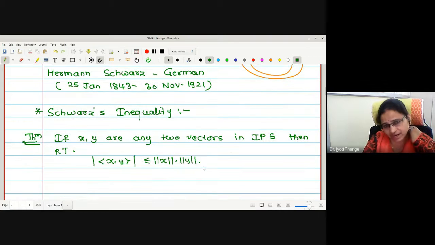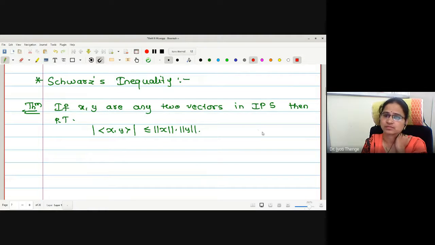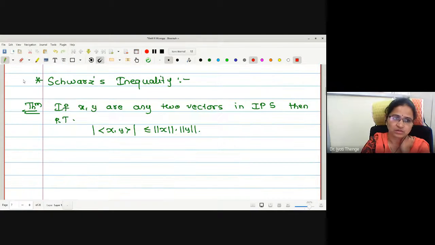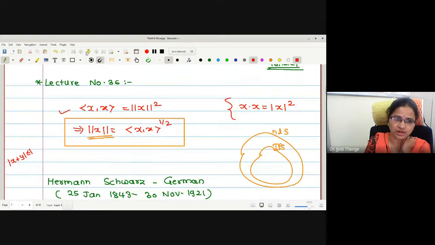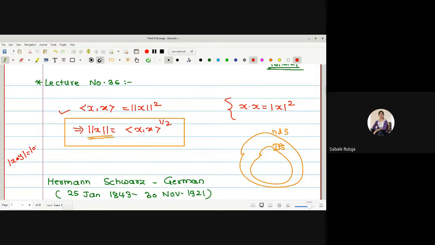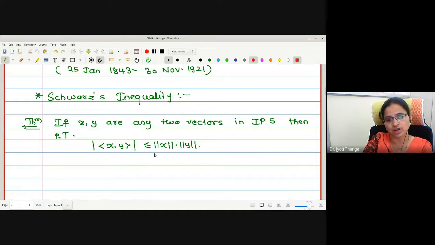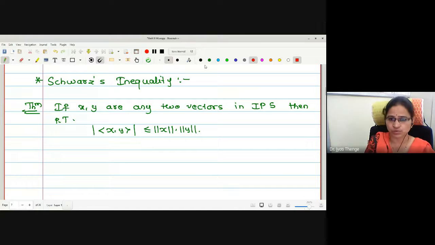In general, what were we writing regarding modulus? Mod of x plus y is less than or equal to... no, that is for addition. Sorry. What were we writing for multiplication? Mod of x dot y is mod x into mod y. But if we go with the same, in the case of inner product, this gives you a less-than-or-equal relation, and we will also check when this gives you equality.